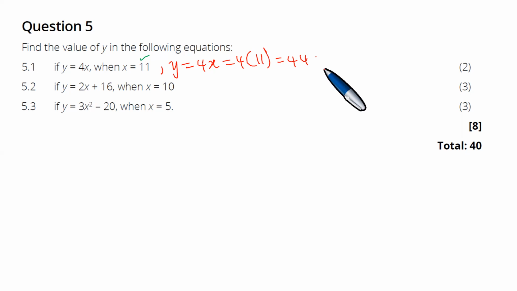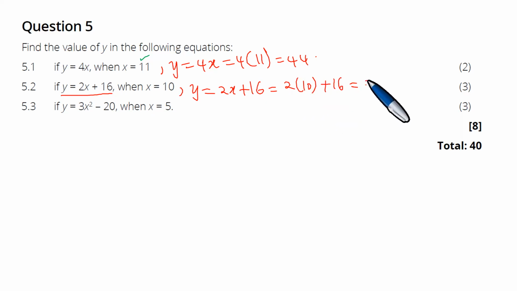You're done. Okay, what do you think the answer is? 36. Okay, good, that's the correct answer. Congratulations, because y is equal to 2x plus 16. So we write y equals twice x plus 16. x is 10. What is 2 times 10? 20. 20 plus 16. What is 20 plus 16? 36. That is the answer. Okay, let's look at the next question.